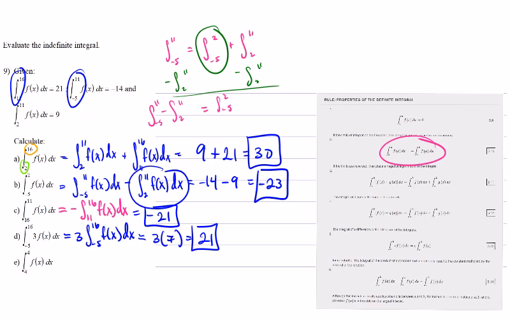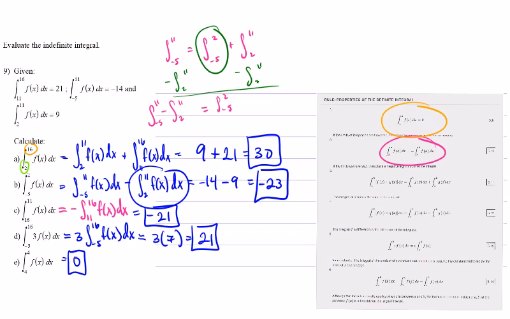Finally, we have this one from 4 to 4. This one's tricky because none of these have any 4s as endpoints. We just have to remember that when a and b are the same, that's this first property here. When our endpoints are the same, we just get 0. So this one's actually the easiest one. We don't have to do any calculating. It's just going to be 0.